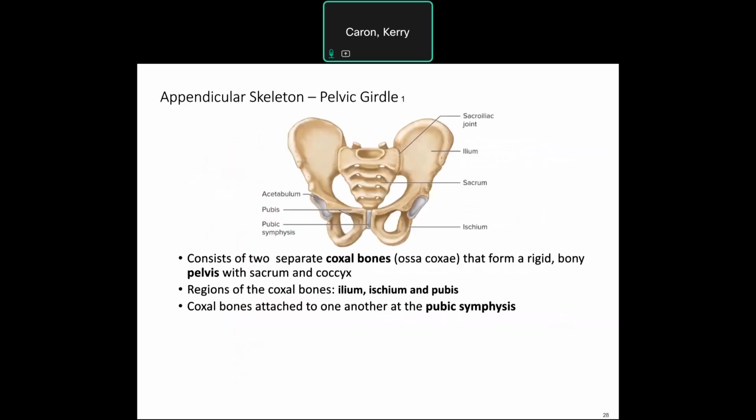You've got coxal bones that form, so they're kind of rigid. They form the sacrum and the coccyx. Okay, in the back, the sacrum is the larger bone, and the coccyx is a little tailbone. The ilium is the top curvature part. Ischium is where you sit. Okay, and pubis is in the center. Okay, and that pubic angle would determine whether a skeleton is a female or a male.